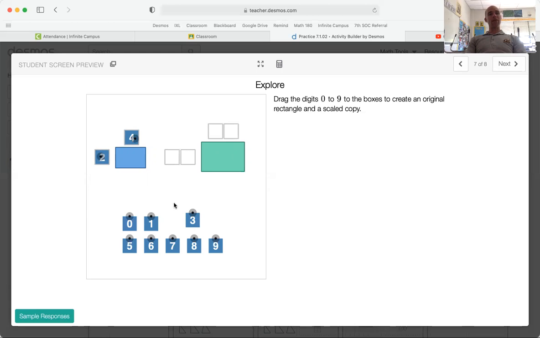if you use a scale factor of 4, meaning you're going to multiply both of these by 4 to fill in the side of the green rectangle on the top, you should be able to fill this in using 4 of the remaining numbers. And so I'm not going to tell you what numbers those are. You should be able to figure that out at this time. Use the 2 and the 4 as your sides of your blue rectangle, and then use a scale factor of 4 to fill in the green box.